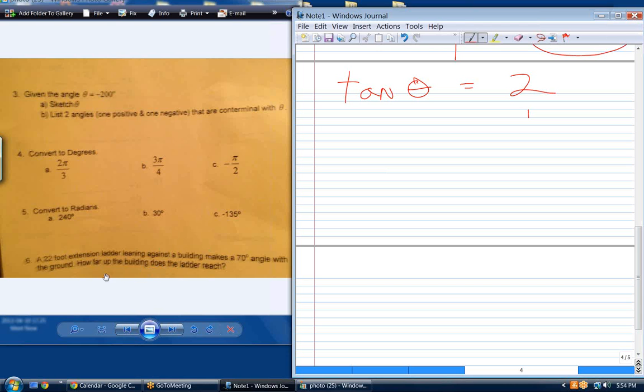Okay, we got a 22-foot extension ladder leaning against a building, making a 70-degree angle with the ground. How far up the building does the ladder reach? So the key part of this problem is to be able to draw it, because all it is a triangle problem.